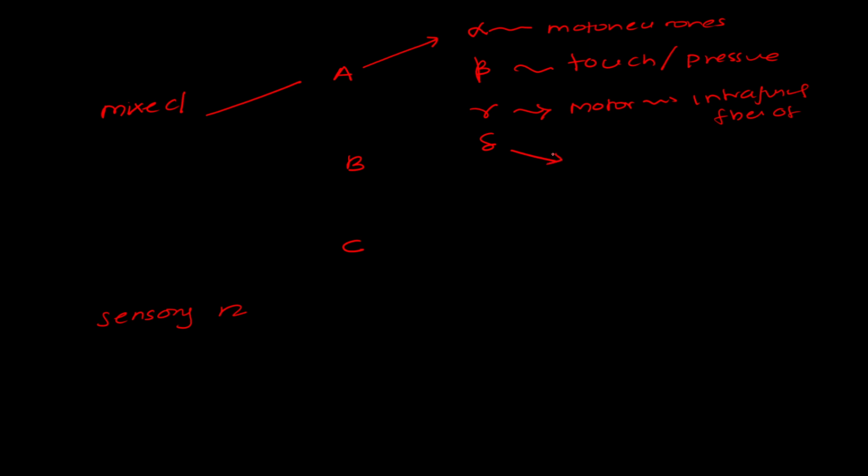Then there's the delta. Delta again important in touch, pressure, temperature, and fast pain. Now there are two types of pain which I am not going to elaborate in this video, but there's the fast pain and the slow pain, slow dull type of pain as well as the fast pain. In a pricking injury you would sense the fast pain, whereas in an abdominal pain mostly it is the slow pain that causes this sensation.